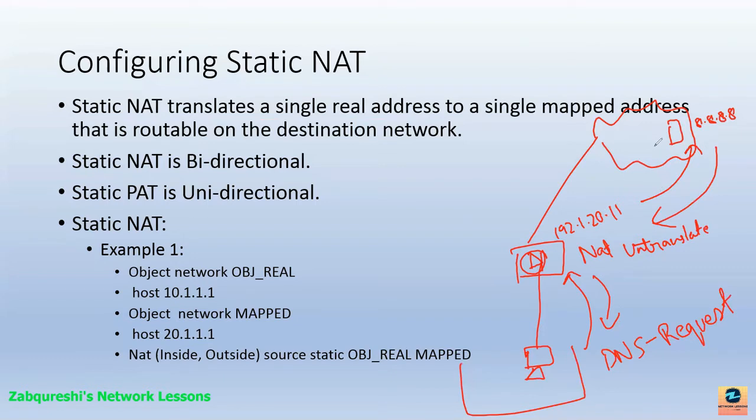Now imagine if this server initiates the packet to this IP, it will not be untranslated. So that is what is called bidirectional and unidirectional. So this case is what? Unidirectional. So that's why I said the dynamic NAT is unidirectional, while static NAT is bidirectional.